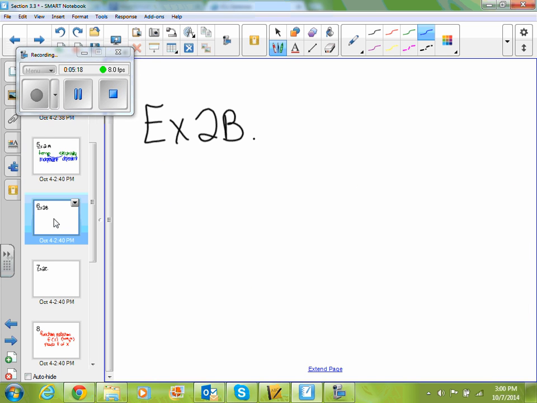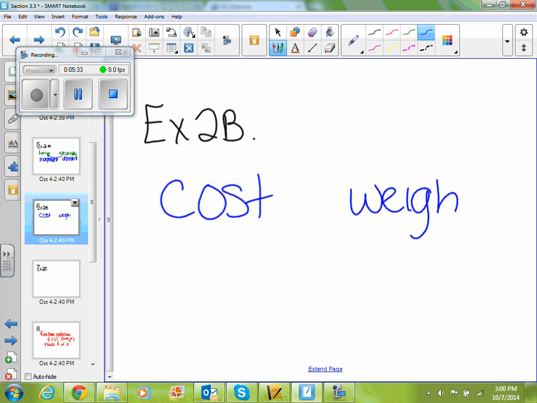Okay, if we look at 2B, 2B says the cost of shipping a package is based on its weight. So we're talking about the cost of a package, and the weight of that package. Does cost depend on weight, or does weight depend on cost? Cost depends on your weight, right? The more heavy the package is, the more it costs.